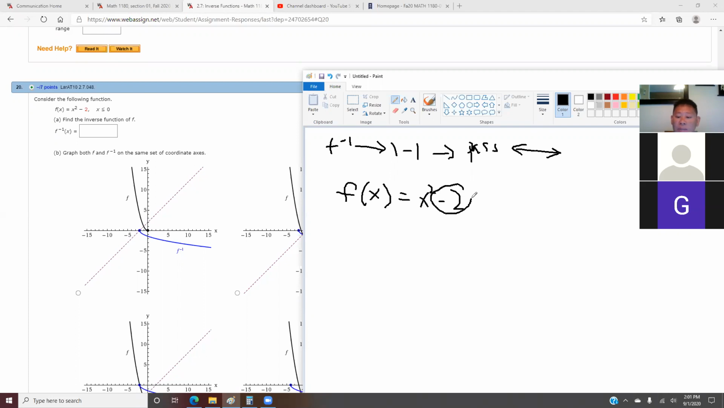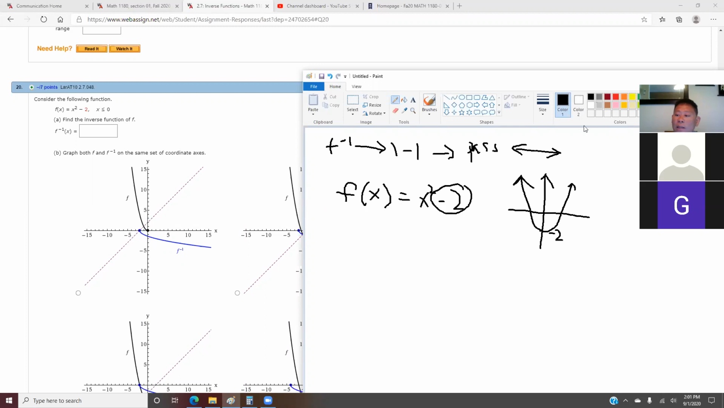Transformation. Does anyone know what this minus 2 does to the parabola? Will that shift it down on the y-axis? Yes, you are correct. So the graph of x squared minus 2 looks something like this. This minus 2 means you move down 2.